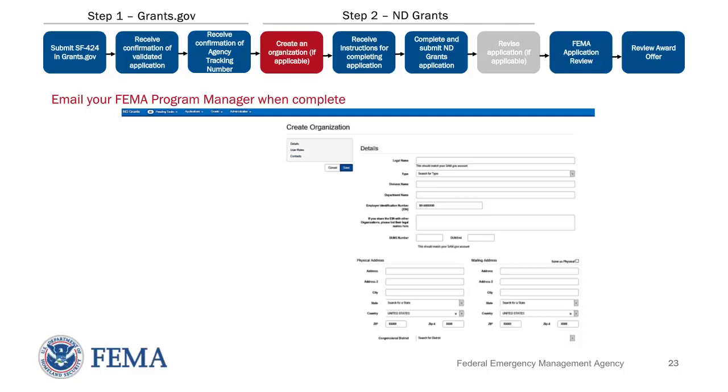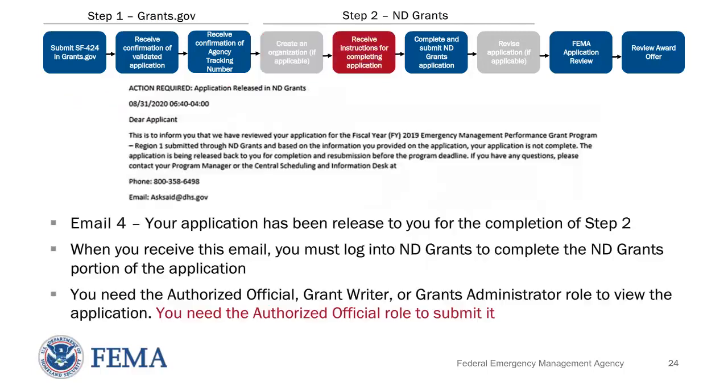After you save the organization, add any roles that your account needs in the User Role section and click Save again. If others in your organization will be working with this application, they will need to request access to the organization you just created, and you will need to approve their access. Once your organization is complete, be sure to email the exact name to your FEMA Program Manager.